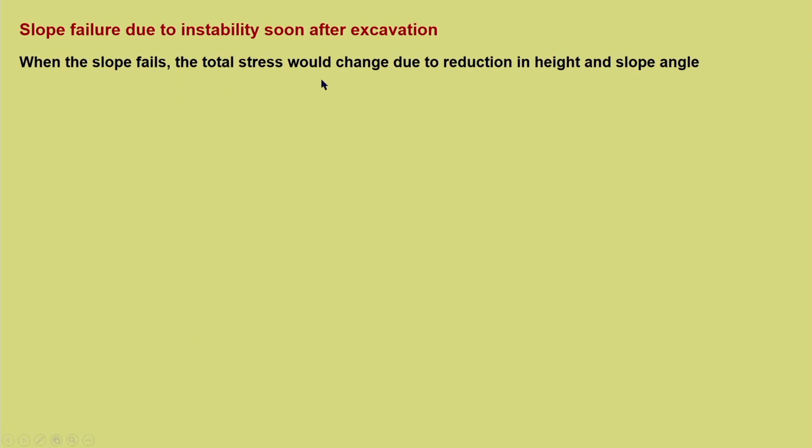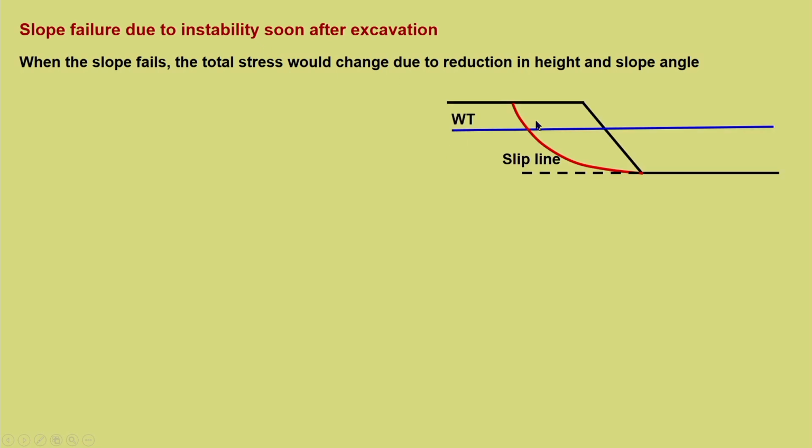Now, slope failure due to instability soon after excavation. When the slope fails, the total stress would change due to reduction in height and slope angle. So, what is happening when there is instability? A failure happens to the slope, and because of this failure, both the height and the slope angle change and it tries to achieve an equilibrium condition. So, if theta_i is the initial angle, after failure the slope will look like this because it needs to shed this much portion, and that will give the new slope angle, which is theta_c. The effective stress path for failure is P'Q' and the total stress path is PQ.